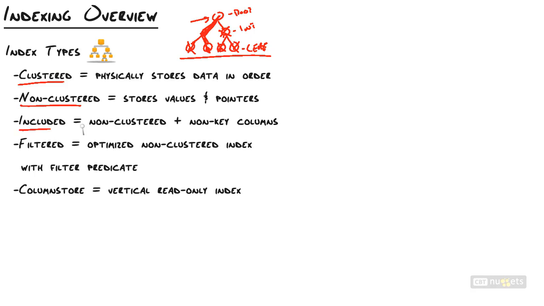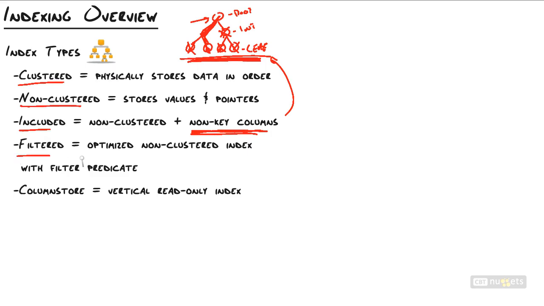Included indexes are non-clustered indexes that also store non-key columns at the leaf level of an index. And this is nice because we can create what's called a covered index. A covered index is one that, if a query were to use it, means it can extract all the data out of the index rather than going to the data pages, because again, with an included index, those non-key columns are going to be stored at the leaf level.